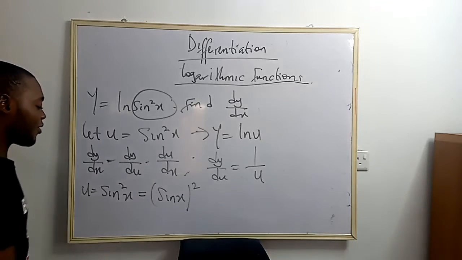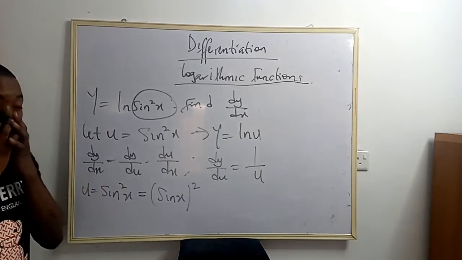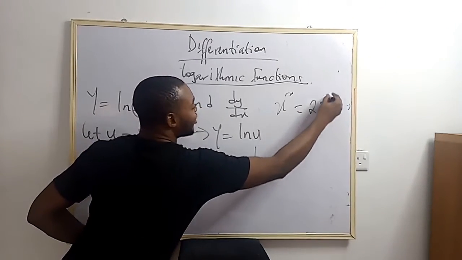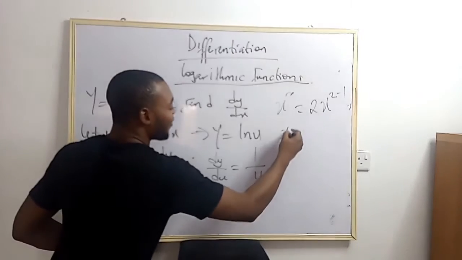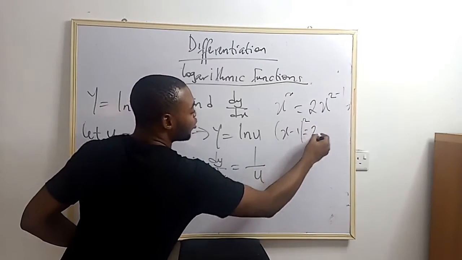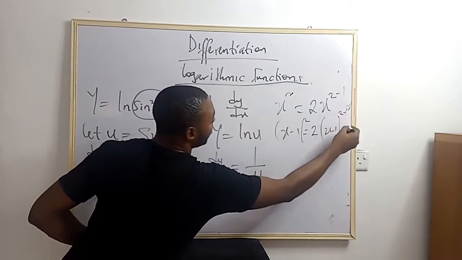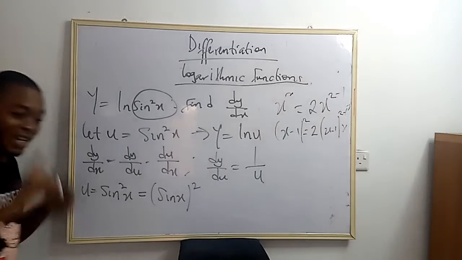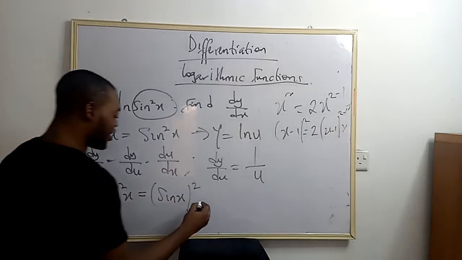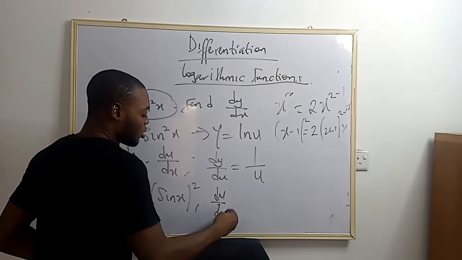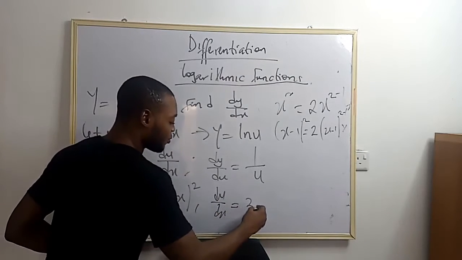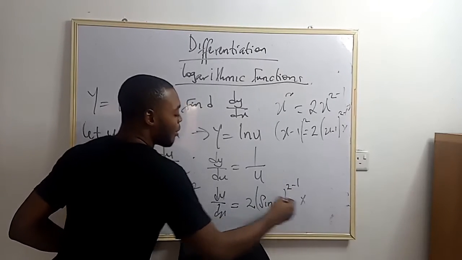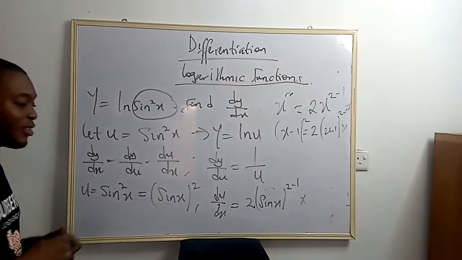So here we have sine x raised to power 2. You're going to differentiate this like a polynomial. When you have x squared, that will be equal to 2 into bracket x raised to power 2 minus 1. When you have x minus 1 squared, that will be equal to 2 into bracket x minus 1 raised to power 2 minus 1 multiplied by the derivative of what's inside. In this case we have sine x, everything squared. du/dx will be equal to, you bring the 2 here, sine x raised to power 2 minus 1 multiplied by the derivative of what we have in the function.